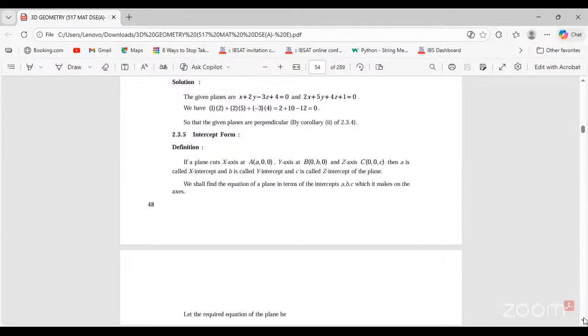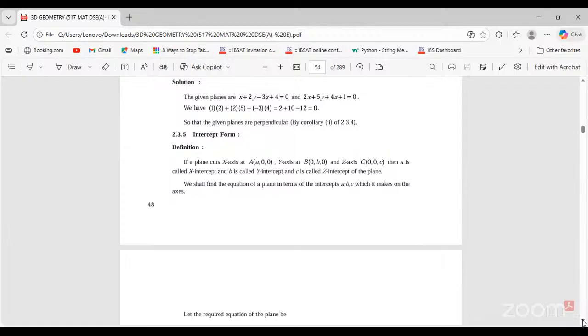The angle between two planes, what are the two planes? a1x plus b1y plus c1z plus d1 equals 0, and a2x plus b2y plus c2z plus d2 equals 0. We get the angle between two planes: cos theta equals a1 a2 plus b1 b2 plus c1 c2 by under root of summation a1 square times under root of summation a2 square. Both are the same. If two planes are parallel, they satisfy the condition a1 by a2 equals b1 by b2 equals c1 by c2. If two planes are perpendicular, a1 a2 plus b1 b2 plus c1 c2 equals 0.